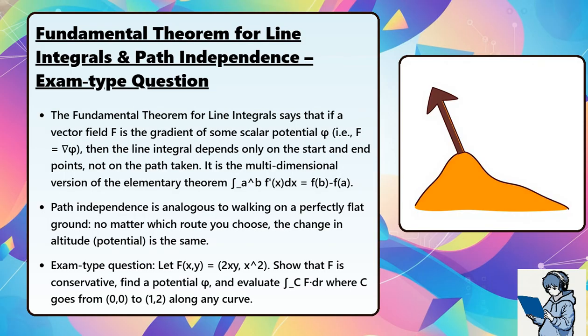Exam type question: let F of x, y equal the ordered pair (2xy, x squared). Show that F is conservative, find a potential phi, and evaluate the line integral of F dot dr, where C goes from the point (0, 0) to the point (1, 2) along any curve.